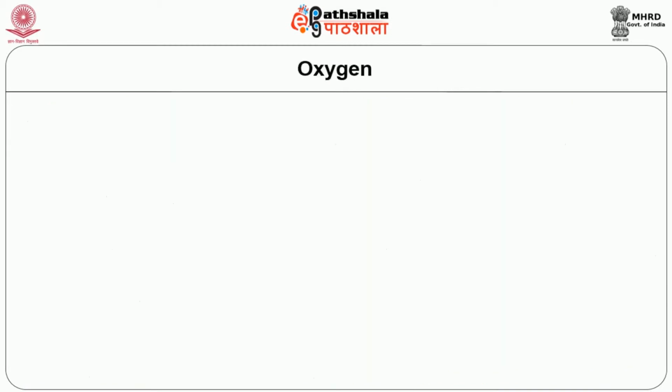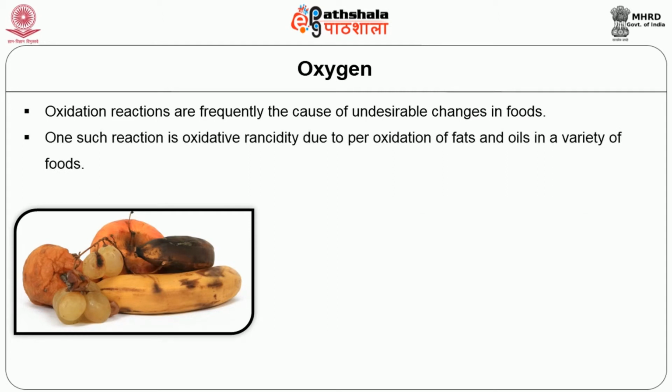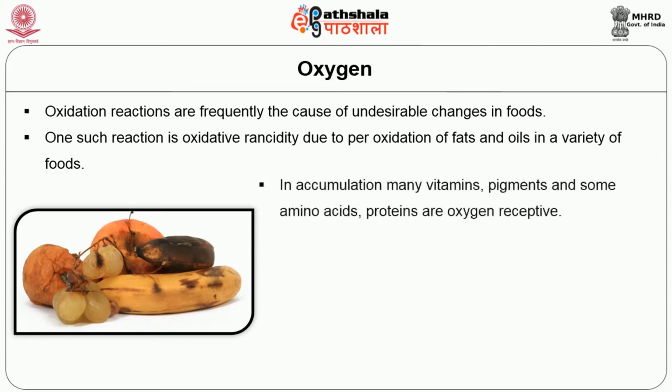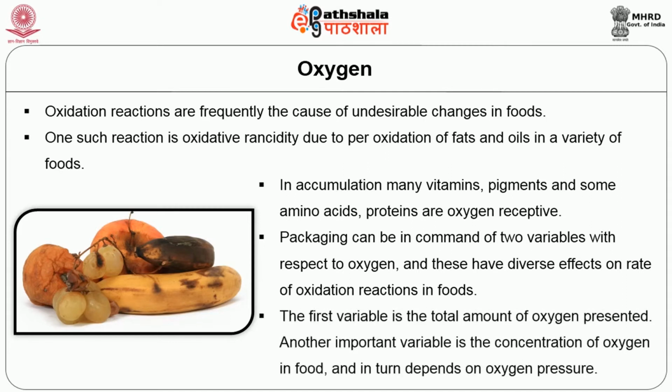Second one is oxygen. Oxidation reactions are frequently the cause of undesirable changes in foods. One such reaction is oxidative rancidity due to peroxidation of fats and oils in a variety of foods. In addition, many vitamins, pigments, and some amino acids and proteins are oxygen sensitive. Packaging can control two variables with respect to oxygen, and these have different effects on the rate of oxidation reactions in foods. The first variable is the total amount of oxygen present. Another important variable is the concentration of oxygen in the food, which in turn depends on oxygen pressure.